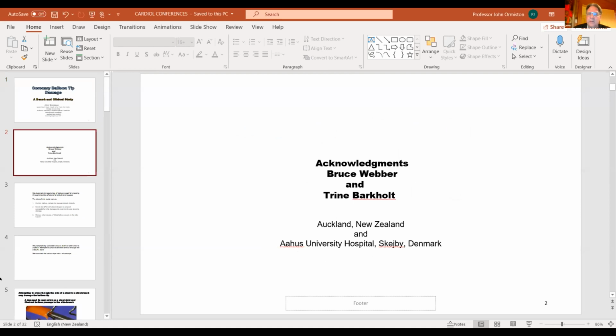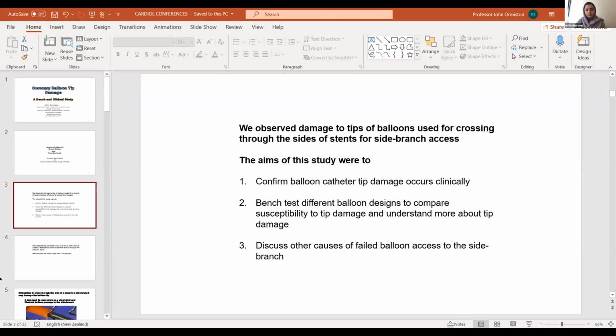Good. And I'd like to acknowledge co-workers, Bruce Weber from Auckland and Trine Barkholt from Denmark. We observed damage to tips of balloons used for crossing through the sides of stents for side branch access. The aims of our study were to confirm that balloon catheter tip damage occurs clinically and to bench test different balloon designs to compare susceptibility to tip damage and understand a bit more about tip damage. And we also wanted to discuss causes of failed balloon access to the side branch.